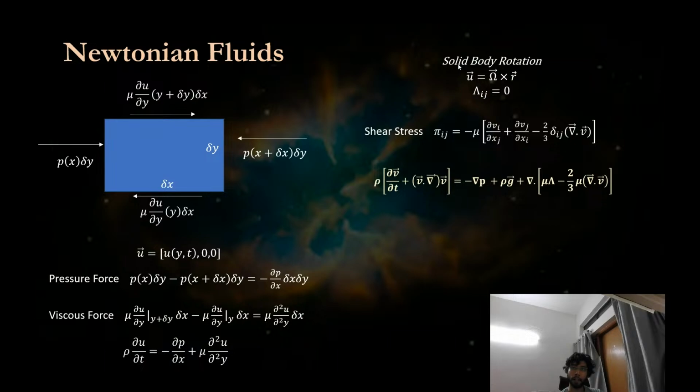Now, another way to look at it is the case of solid body rotation. By solid body rotation, I mean when the whole object has a uniform angular velocity, right? For example, if we have any solid object and we rotate the whole body, basically all the particles will have equal angular velocity, right? So in that case, the velocity is given as omega cross r, right?